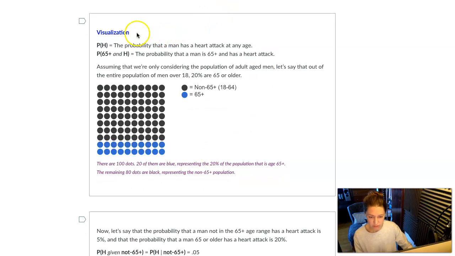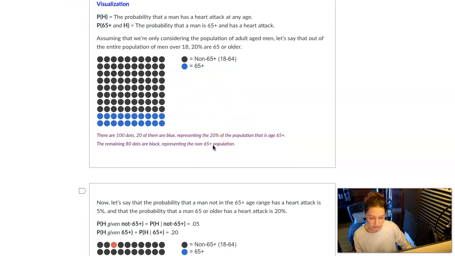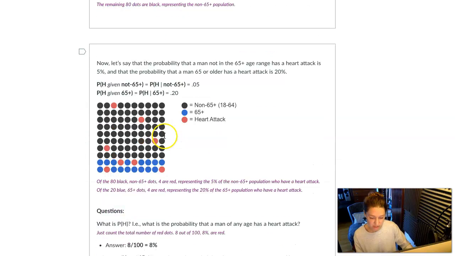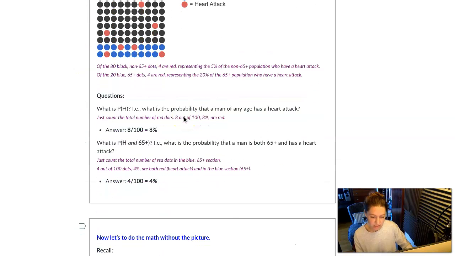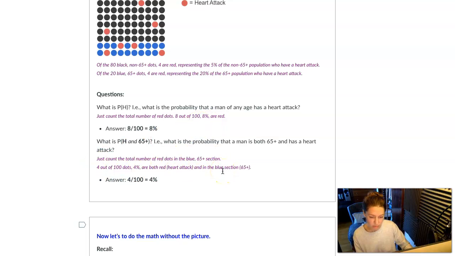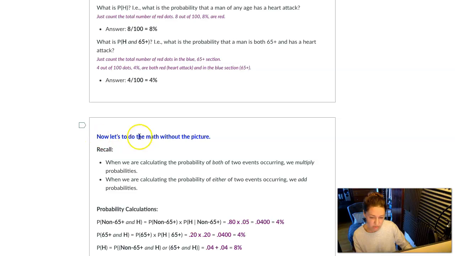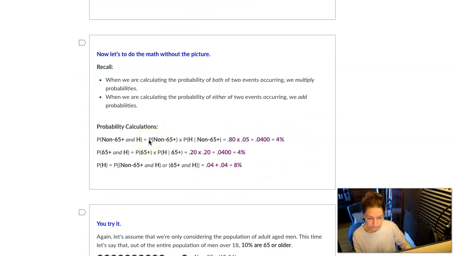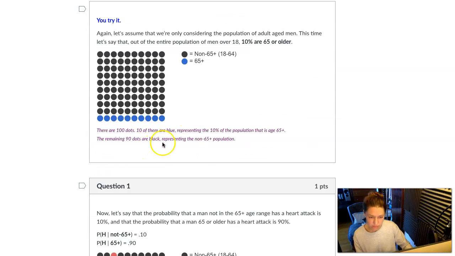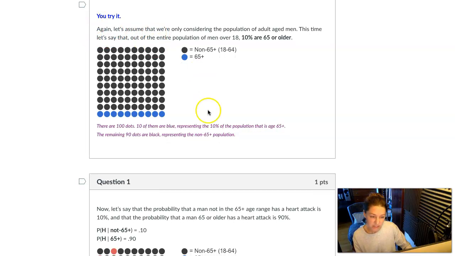So, visualizing here. This is just like our first example with the 65 plus heart attack example. It's really just going through the same thing we went through in the text and how to answer questions about probabilities to get at answers. So now we're going to do it with a new problem, okay? And again, you might get this one or you might get a different one, but the way we're thinking about it will be the same.